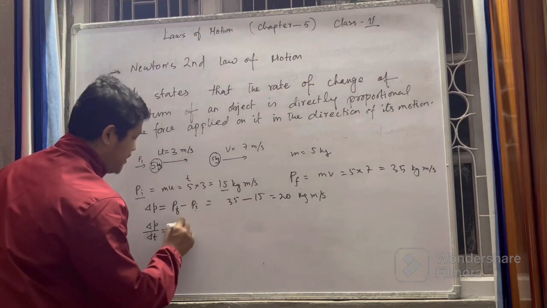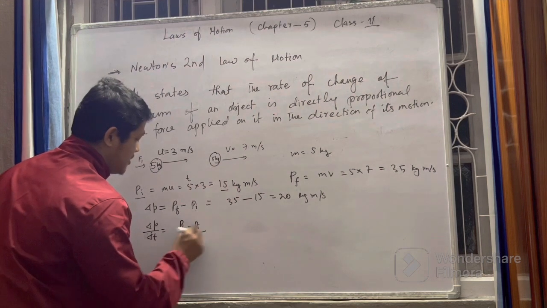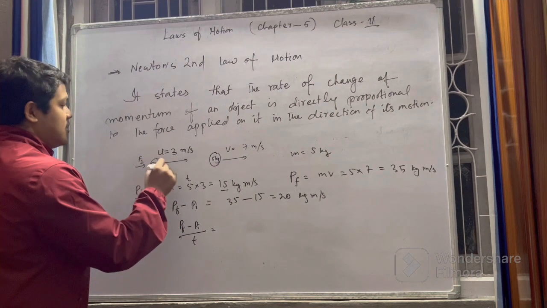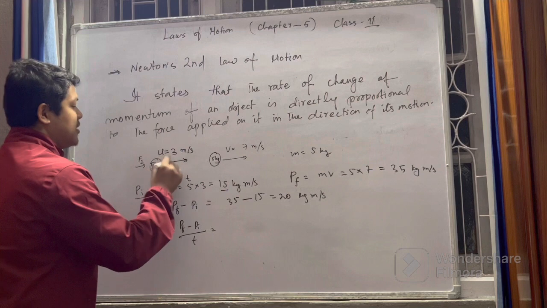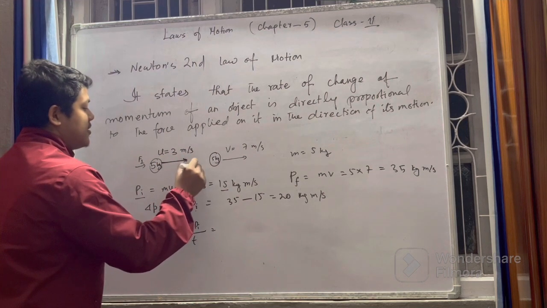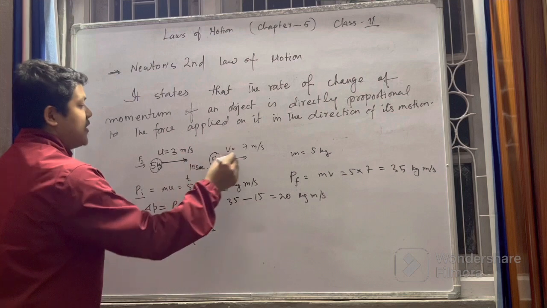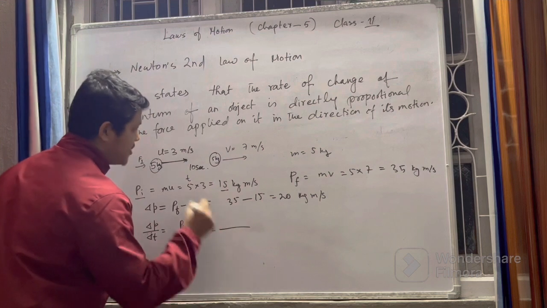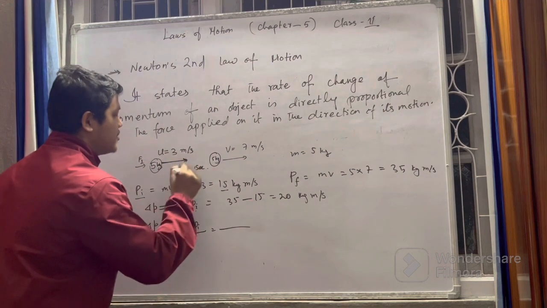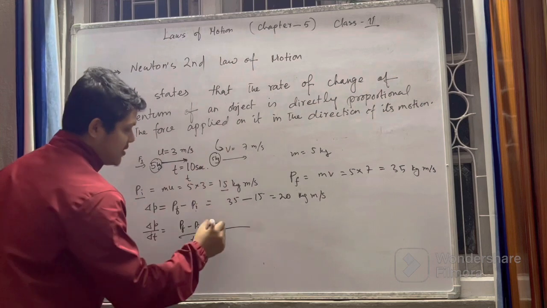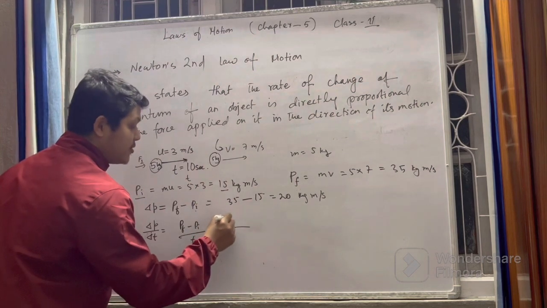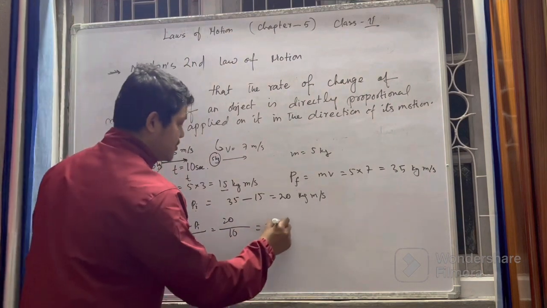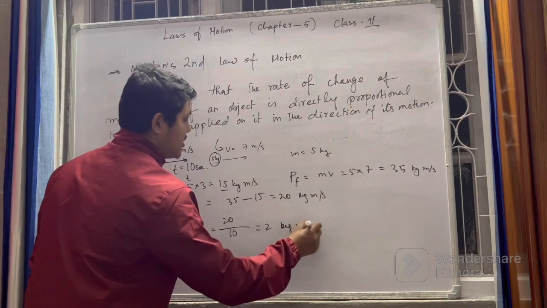That will be Pf minus Pi divided by T, right? Suppose it takes 10 seconds to reach this velocity, then here we're going to write T. The time taken is 10 seconds, suppose, to reach the velocity 7 meter per second. Then the rate of change of momentum will be 20 by 10, right? That is 2, right? 2 kg meter per second square, right?